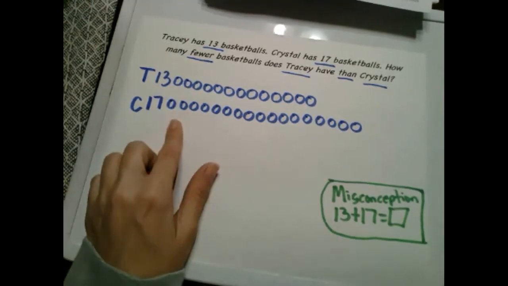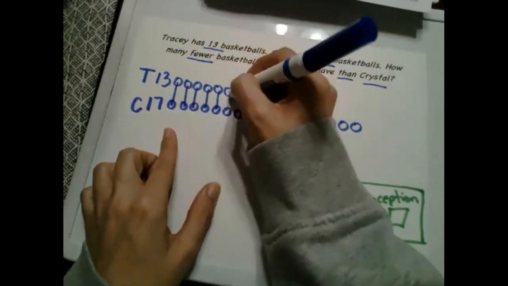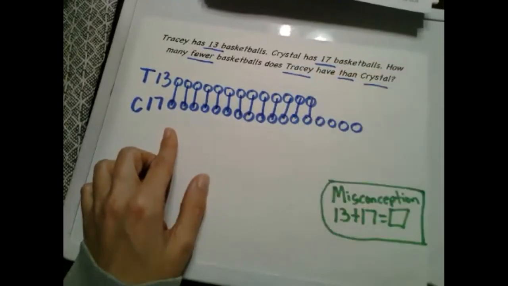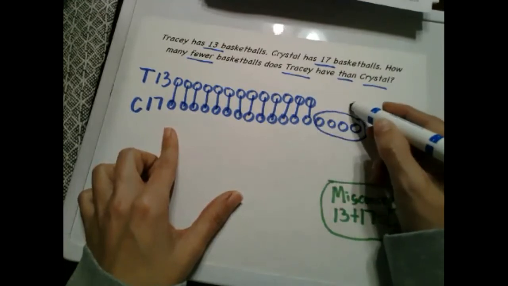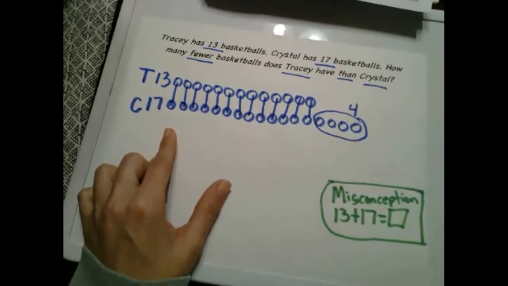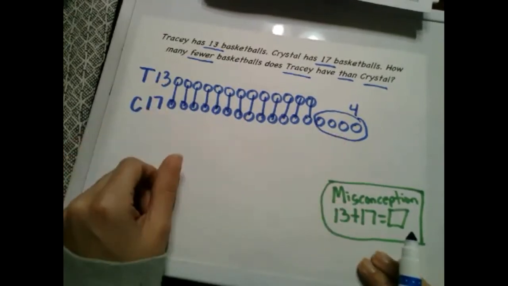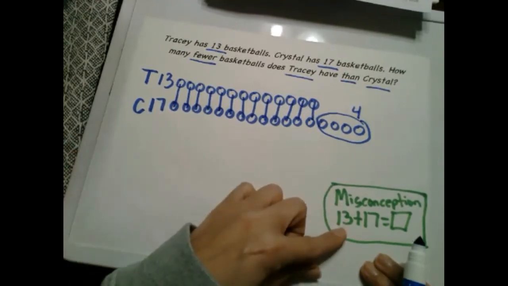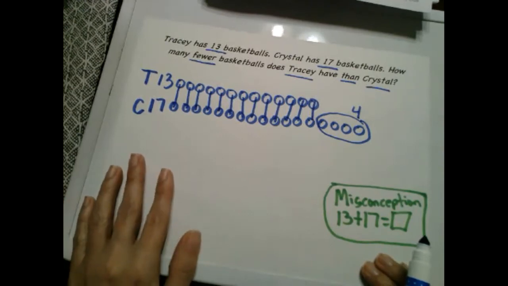So if I'm trying to find the difference, I would match them up. And when there's no more to match, I circle what's left. And I know my answer is 4. Now, if my answer is smaller than my other two numbers, what does that tell you about your equation? Are you going to be adding or are you going to be subtracting? That's right, you're going to be subtracting.